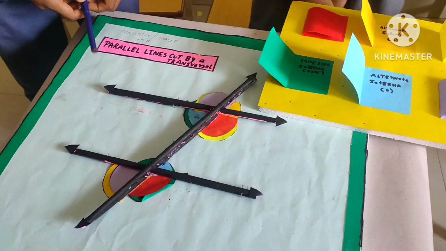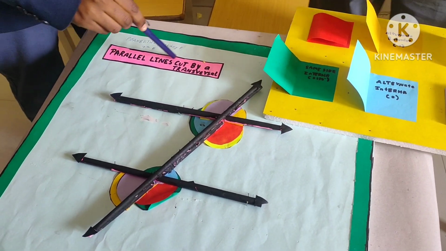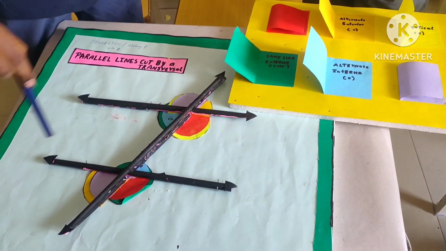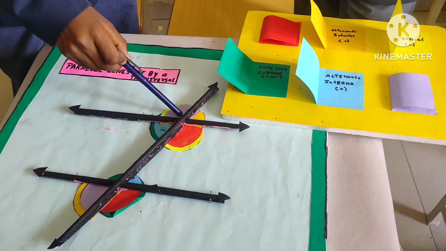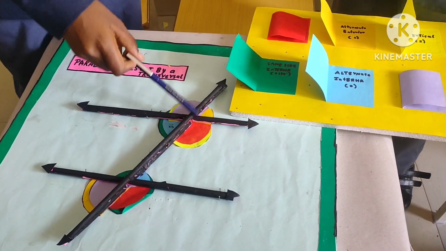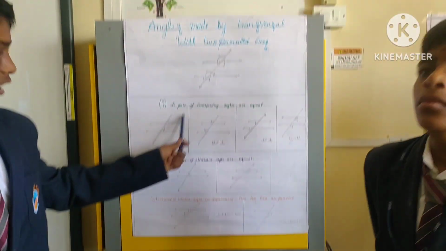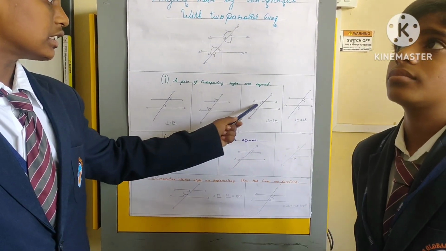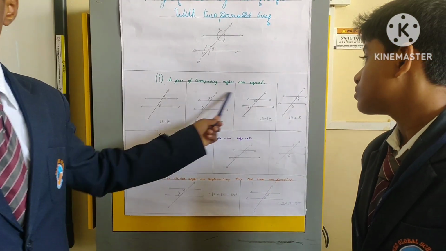Some track project, parallel lines cut by a transversal. This is also a pair of parallel lines cut by a transversal. It's divided into 8 angles. The first one is corresponding angles: 1 and 5, 2 and 6, 3 and 7, 4 and 8. There are 4 pairs of angles.